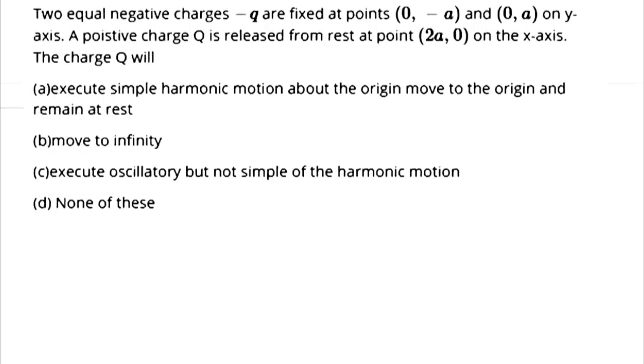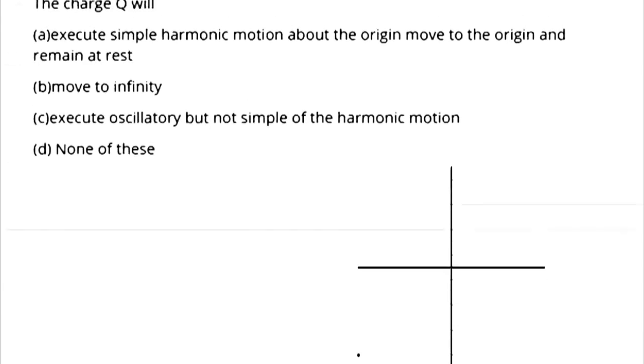Let me draw the figure first. Let's say we have axes like this. On the axes, there are two minus q charges. One is placed at (0, a), this is minus q charge. Another is at (0, minus a), this is also minus q. Another charge plus q is placed at (2a, 0), somewhere here, this is plus q charge. This is the positive x-axis and this is the positive y-axis.